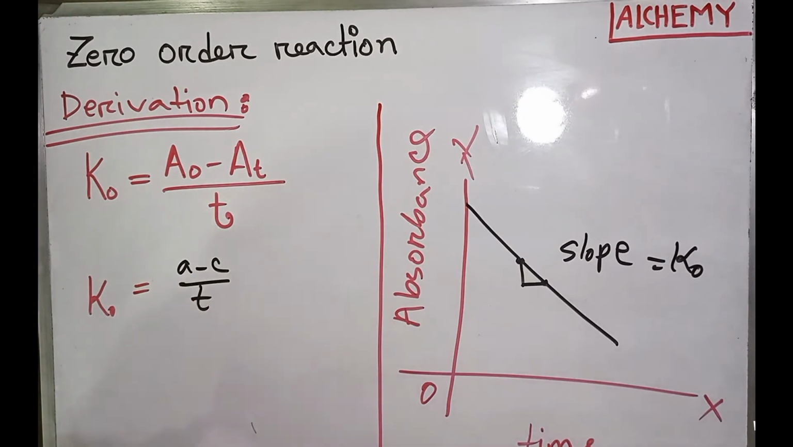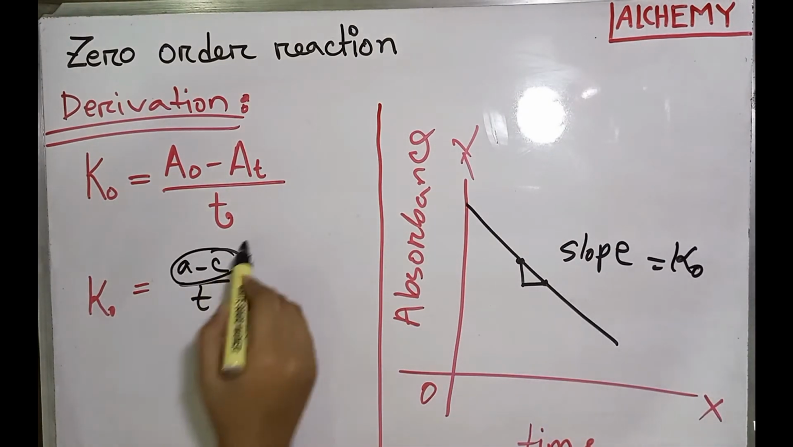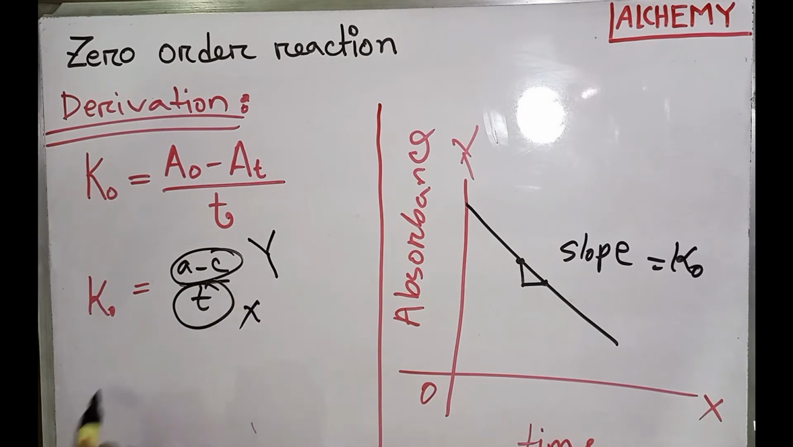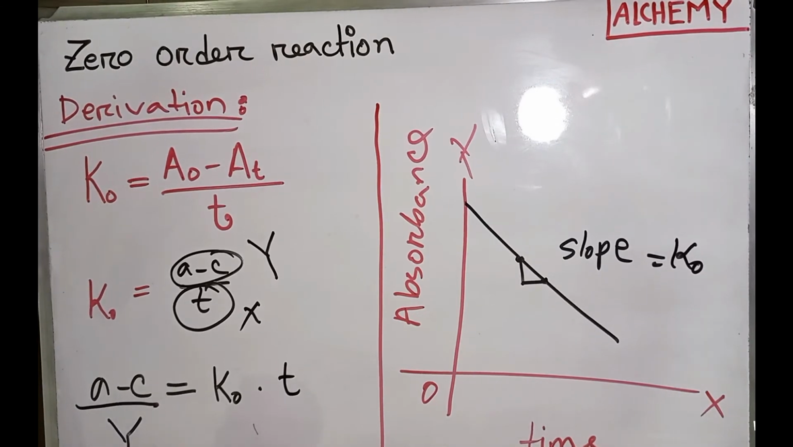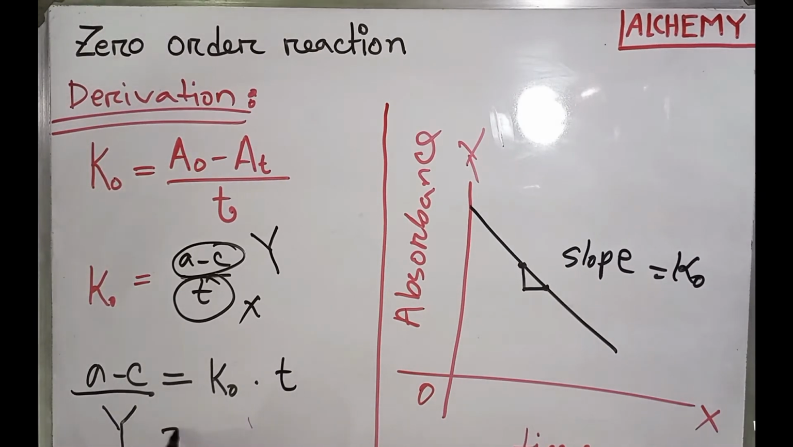Why will the slope be k naught? If absorbance is A minus C, that will be y, and this will be x. So A minus C equals k naught into t. Here absorbance on the y-axis will be regarded as y, and k naught is a constant, so it will be m, and t is on the x-axis, so it will be x. y equals mx. It's an equation for a straight line.